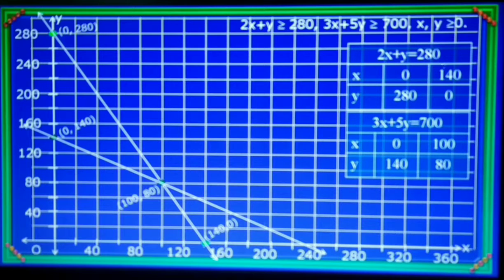Similarly, when x is equal to 0 and y is equal to 0, second inequality gives 0 is greater than or equal to 700, which is not true. Therefore, origin is not the solution of that inequality. So, for both the lines, we should shade above the lines. Then we are going to get a common portion as shown in the figure.